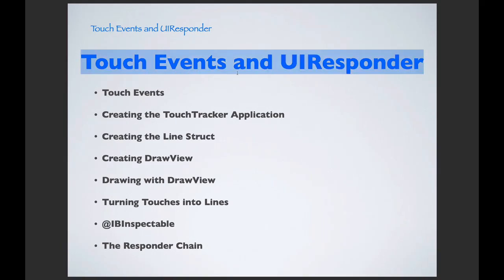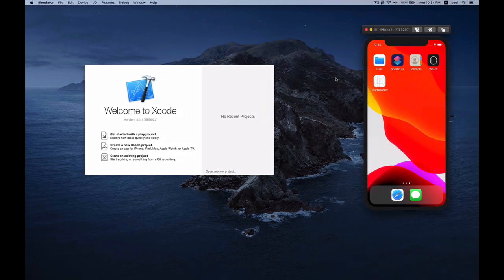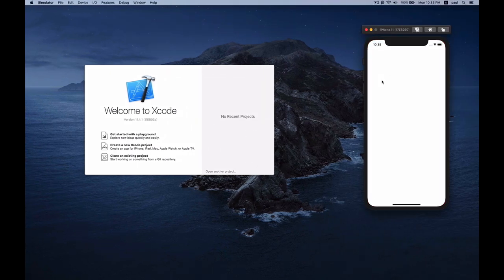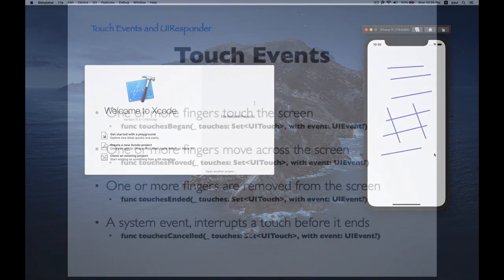Touch event and UIResponder. In the next two chapters, you will create a touch tracker, an app that lets the user draw by touching the screen. In this chapter, you will create a view that draws lines in response to the user dragging across it. Using multi-touch, the user will be able to draw more than one line at a time.